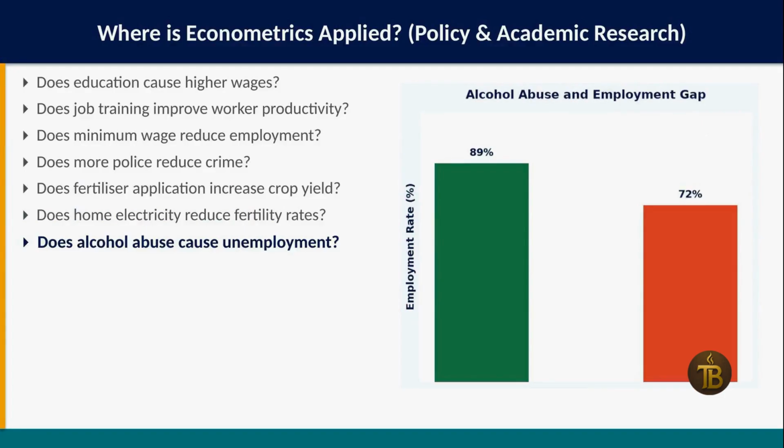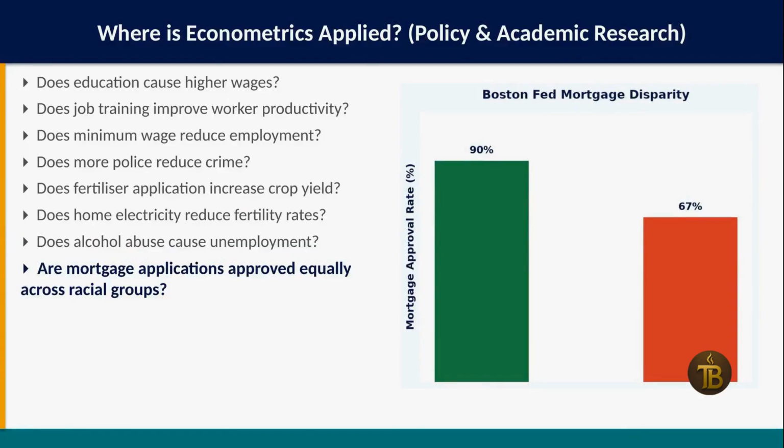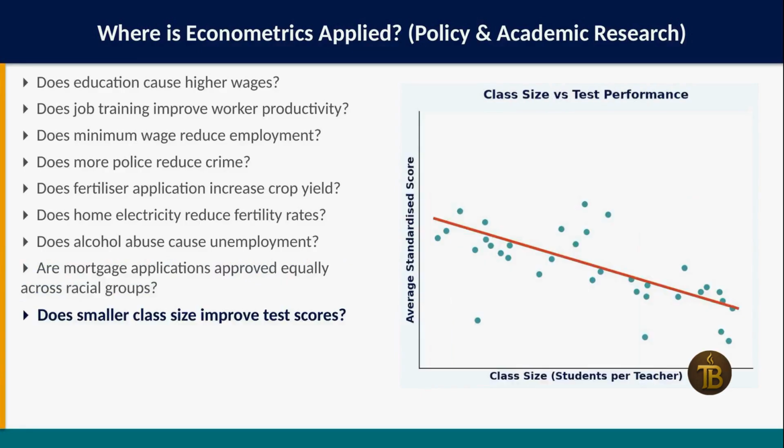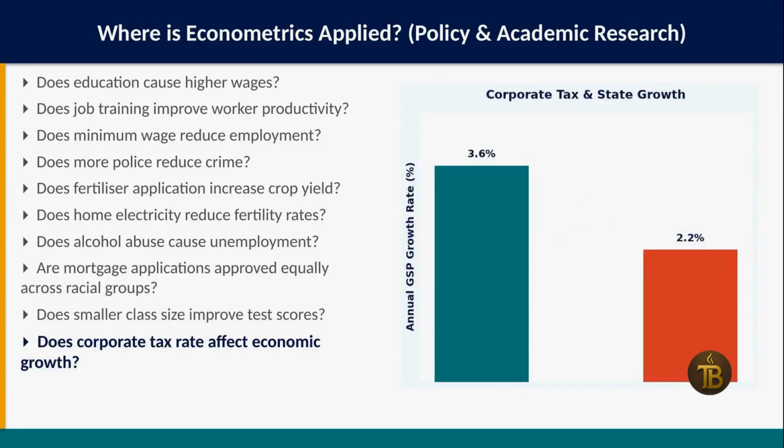Does alcohol abuse cause unemployment, or could the relationship run the other way? Are mortgage applications approved at equal rates across racial groups, holding everything else constant? Does a smaller class size improve students' test scores? Does a state's corporate tax rate affect its economic growth? These are exactly the kinds of questions econometrics is built to answer.